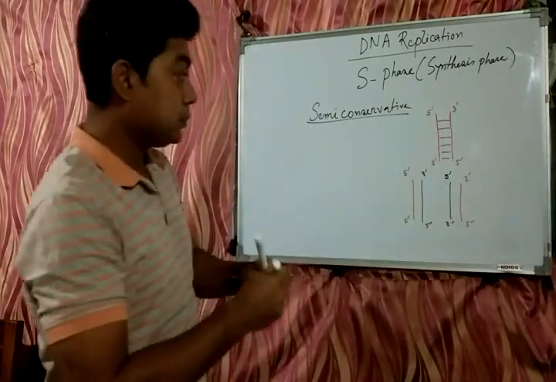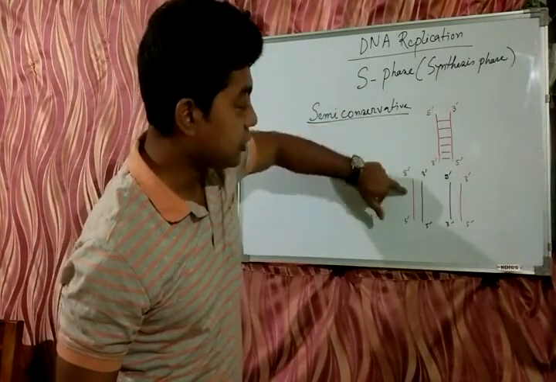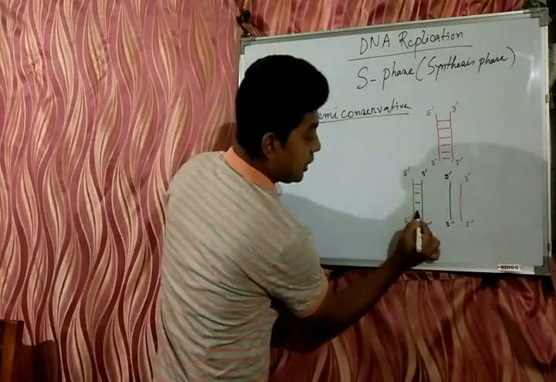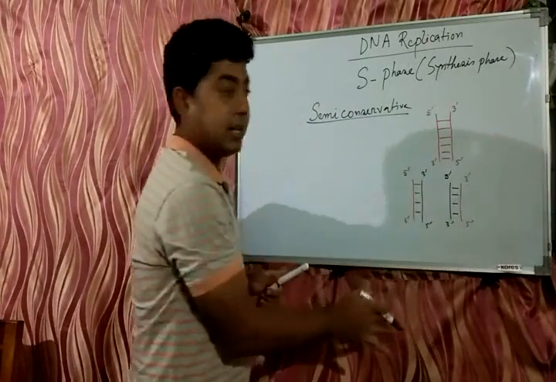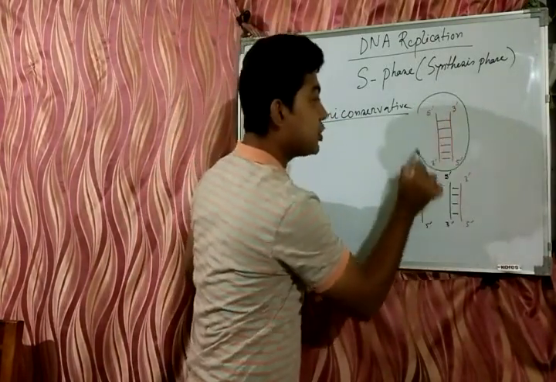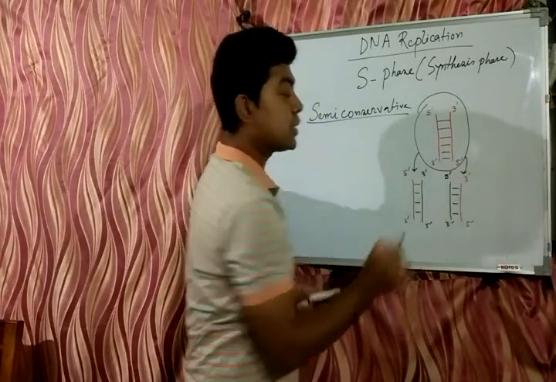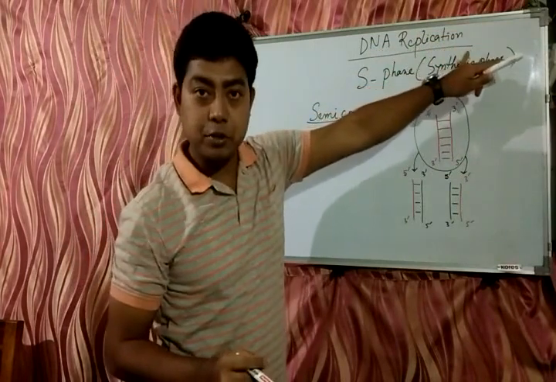That means one strand is old. Based on this strand, it again produces a double-stranded molecule. That is the parental DNA strand. From this parental DNA strand, two daughter strands are produced. That is called the DNA replication process.